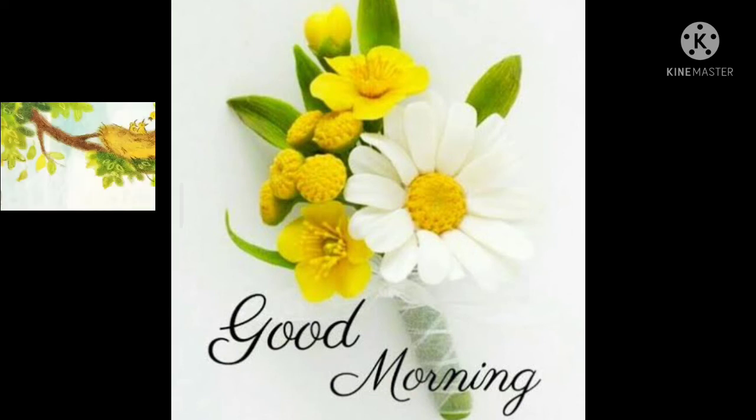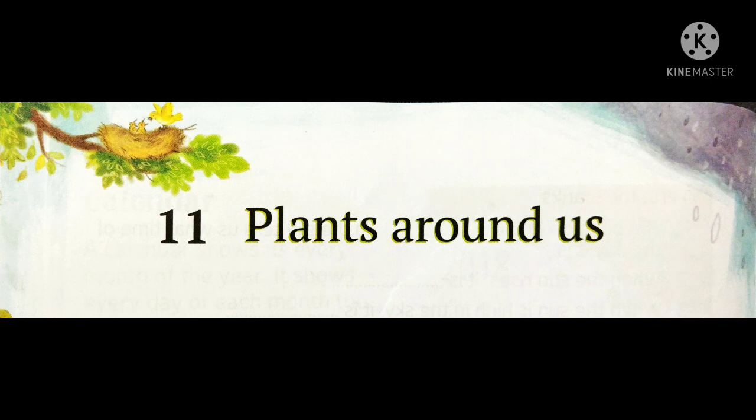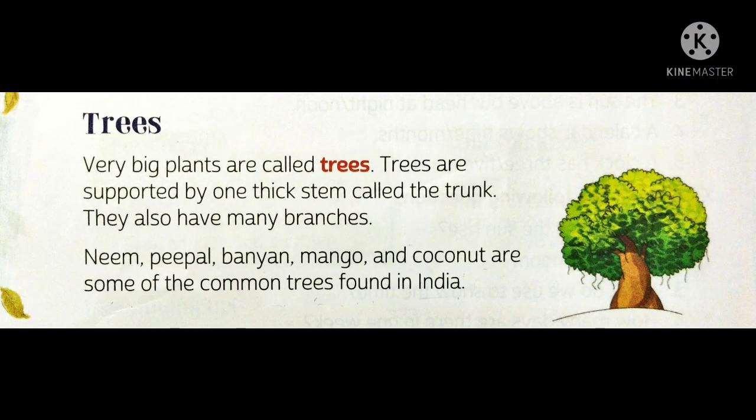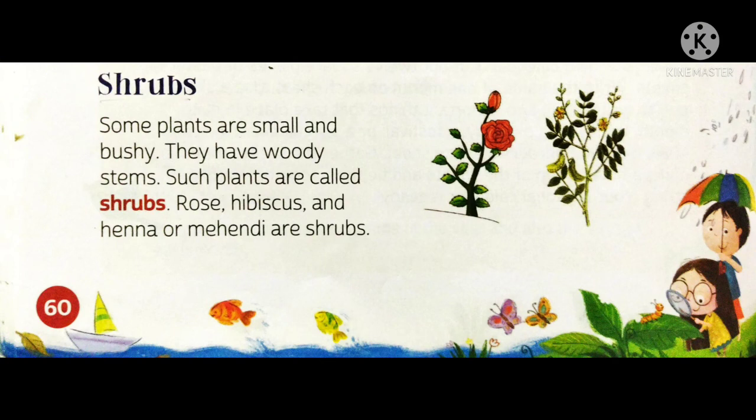We were going through chapter 11, Plants Around Us. We have studied that plants can be found anywhere when we walk in our neighborhood. There are different types of plants. Some are very big while some are small. Last class we studied about trees, which are very big plants and they have one very thick stem called the trunk. Then we studied about shrubs. Shrubs are smaller plants. They have woody stems and some examples are rose, hibiscus, etc.